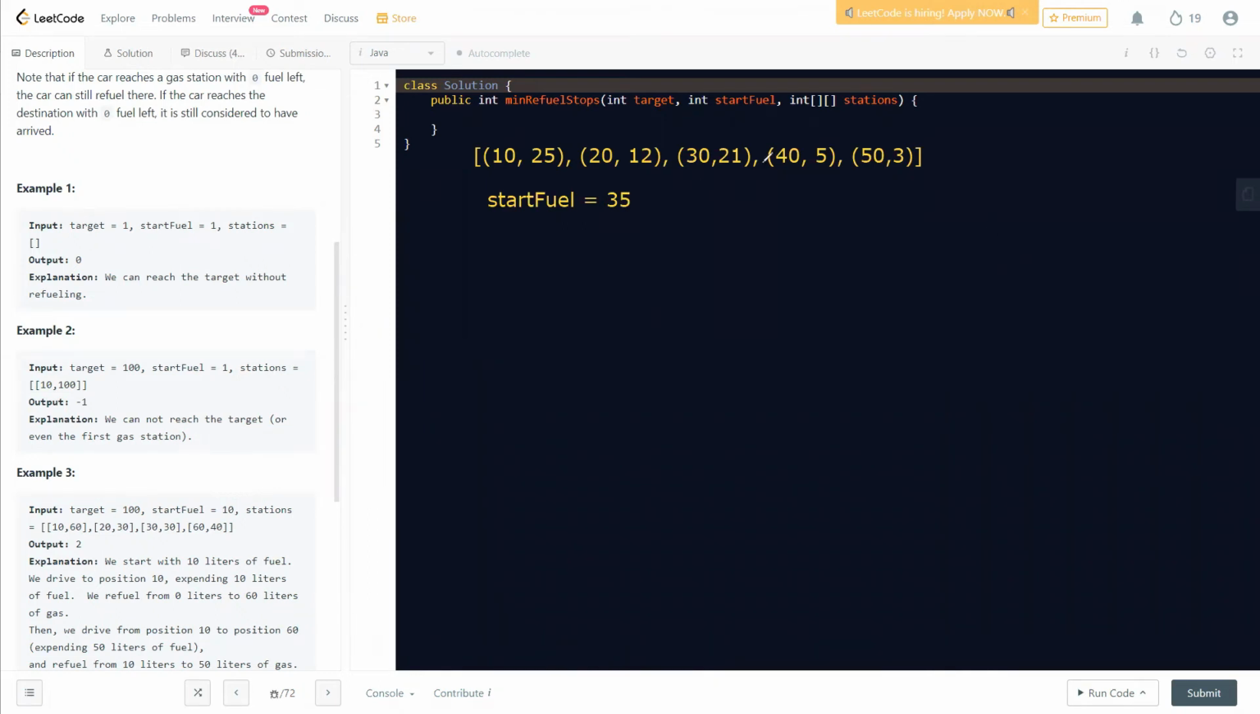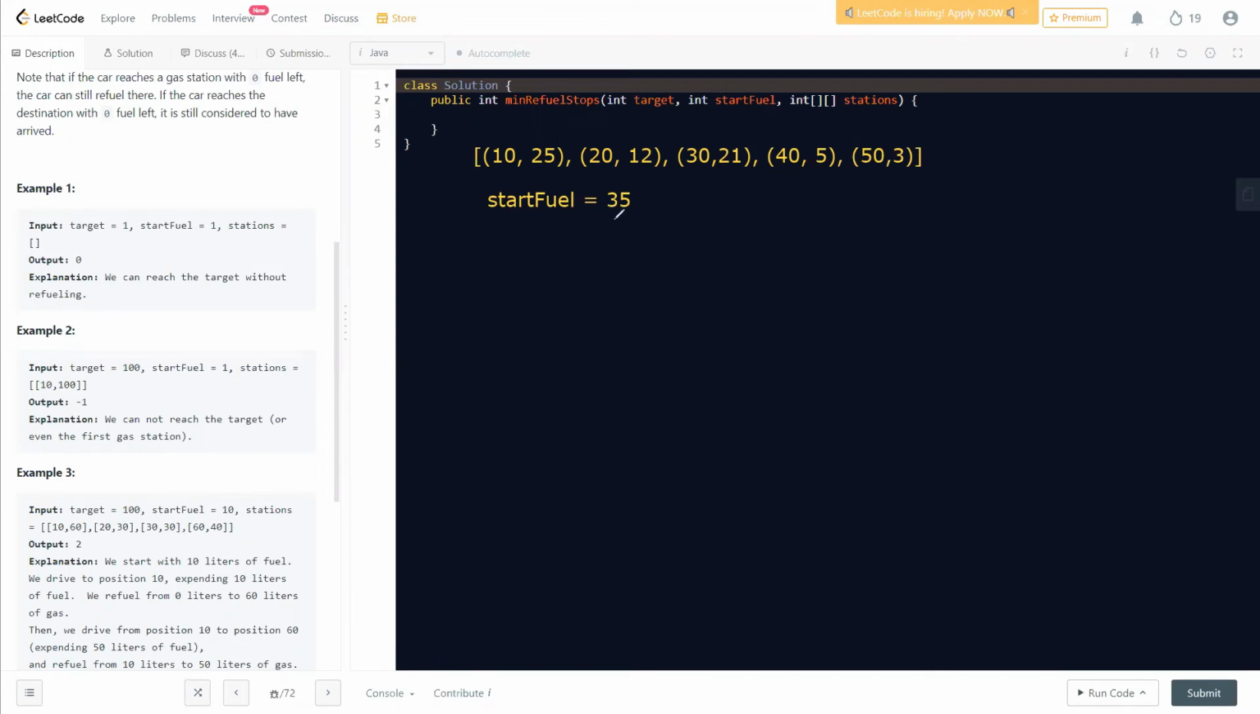So here I took another example for you. I didn't take any target value. Let's try to see how much we can reach with whatever we have. Fine. Let's not keep a target, but let's try to achieve that. Now, the start fuel given for us is 35.